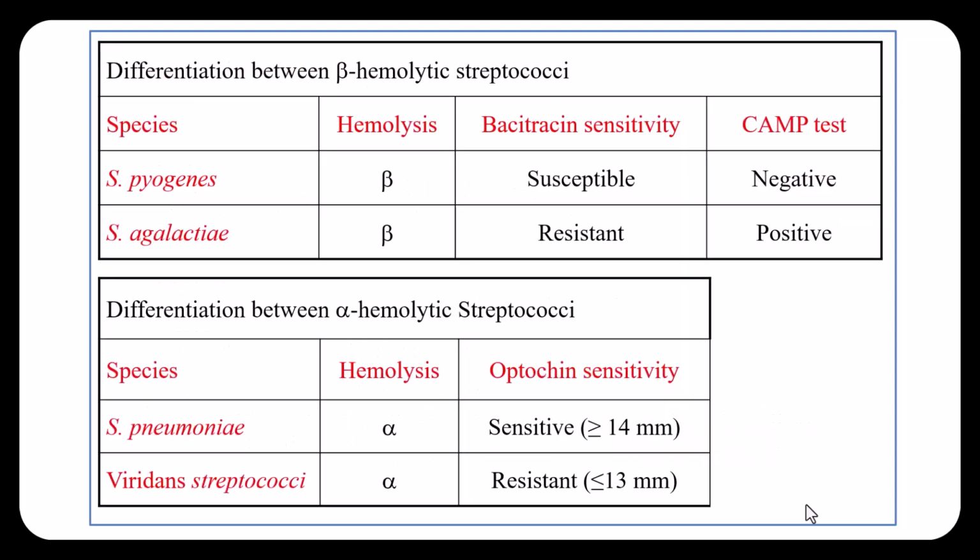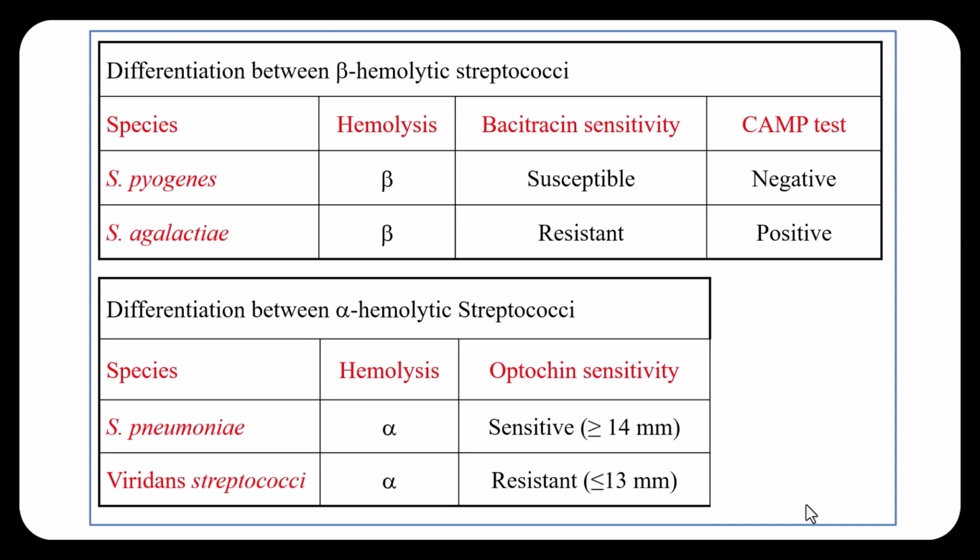Here we can summarize the practical identification strategy. In the first table, you can see the difference between the two beta-hemolytic streptococci, Streptococcus pyogenes and Streptococcus agalactiae, as both of them produce beta hemolysis on blood agar, but Streptococcus pyogenes is susceptible or sensitive to the bacitracin antibiotic test and is negative in the CAMP test, while agalactiae is resistant to the bacitracin antibiotic test and has a positive CAMP factor.